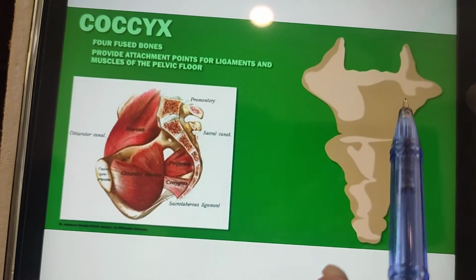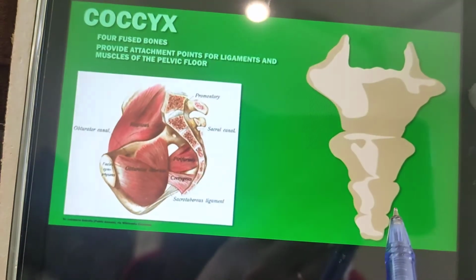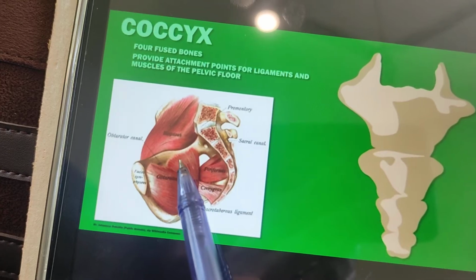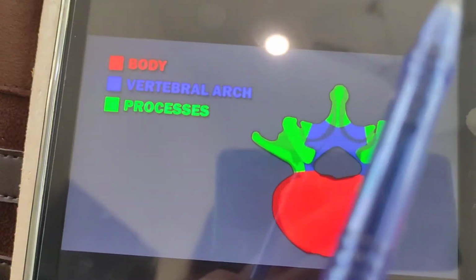Then this is the coccyx. The coccyx is formed by 4 fused bones and provides attachment points for the ligaments and muscles of the pelvic floor. When we study the pelvic floor, you will see the importance of the coccyx.